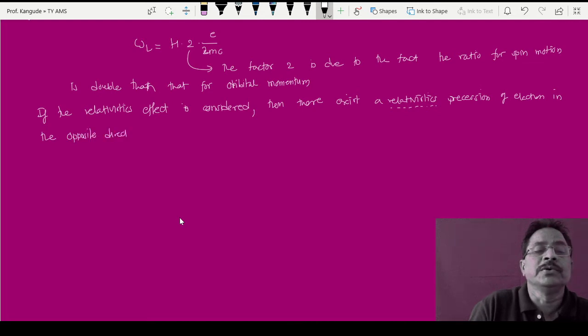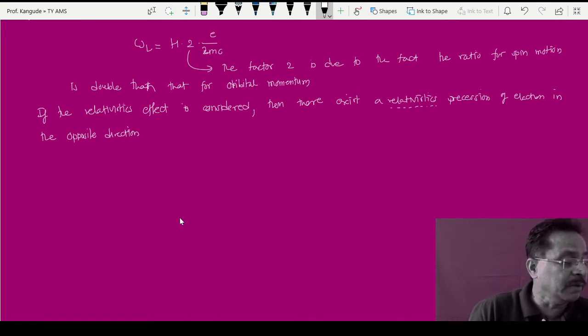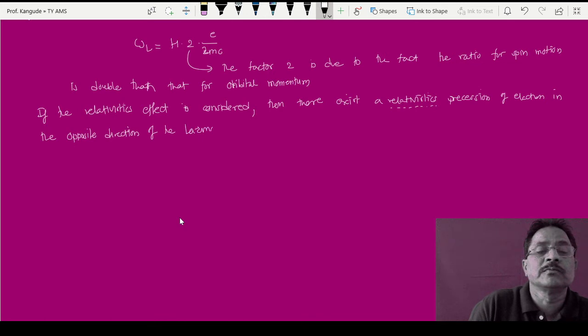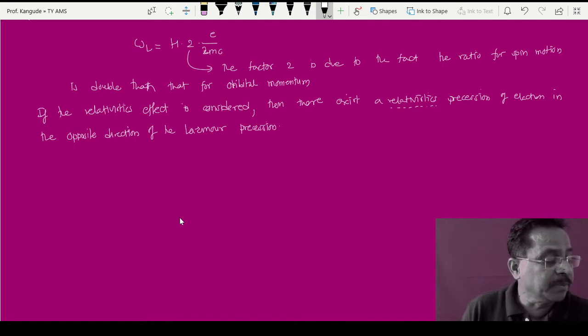I am sure no one will understand what is going on here. Doesn't matter, we have to just go further. Opposite direction of the Larmor precession. So whatever effect is caused by this Larmor precession, this effect can be reduced because of this relativistic precession.